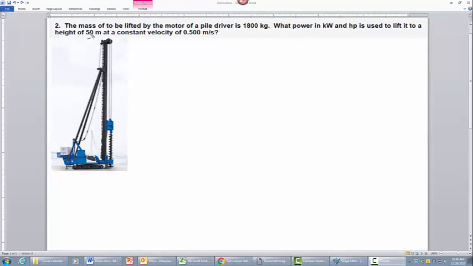Demonstration problem. The mass to be lifted by the motor of a pile driver is 1,800 kilograms. What power in kilowatts and horsepower is needed to lift it to a height of 50 meters at a constant velocity of 0.5 meters per second?